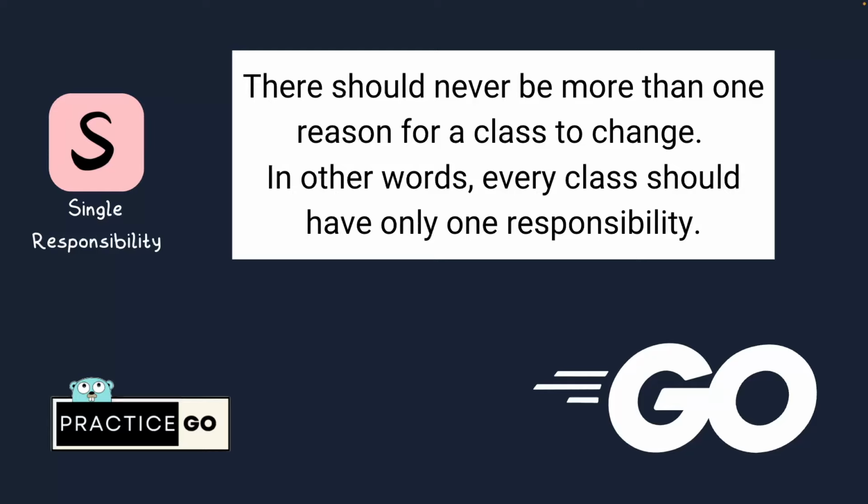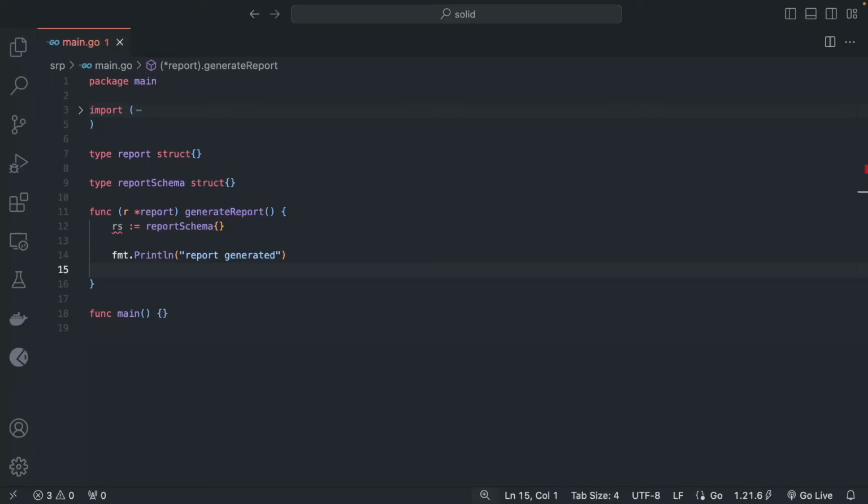If you have any class which is doing two kinds of stuff or handling multiple things, you can consider that it is violating the single responsibility principle. Let's understand using an example. As we all know, in Golang there are no classes, so we have to use structs and interfaces to implement these SOLID principles. So for the single responsibility principle, let's assume we have a report struct, okay?